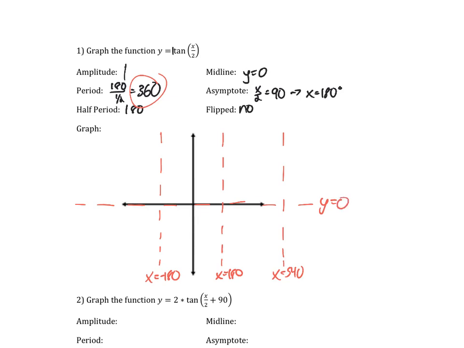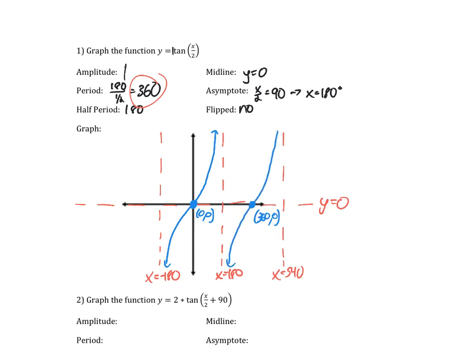So let's remember, my 0 points are always halfway in between the asymptotes. So halfway between negative 180 and positive 180 is 0. So I've got 0, 0. Halfway between 180 and 540 is 360. So I have the point 360, comma 0. I know the graph's going to take that snake-like shape, right? It's going to take that snake-like shape.